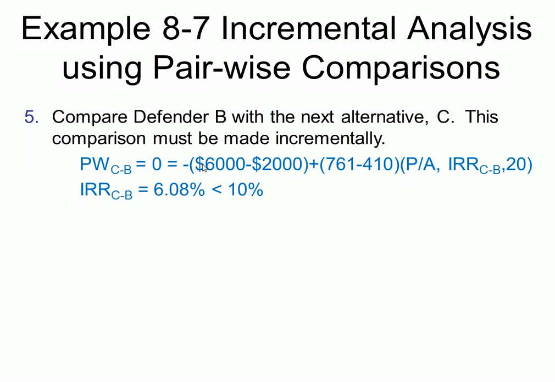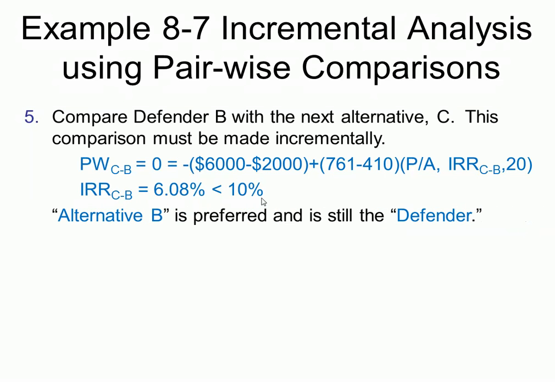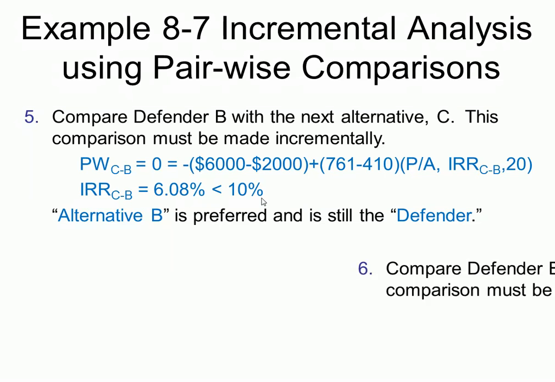So again, the same way we can solve it, do the interpolation, get the internal rate of return between C and B of 6.8%, which is significantly lower than the minimum attractive rate of return. So there's no interest in investing that additional money into C because it's not going to gain us this minimum attractive rate of return of 10%. It will be a much lower rate of return. So alternative B is still preferred and still the defender.